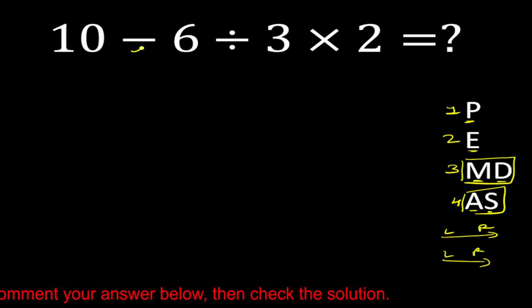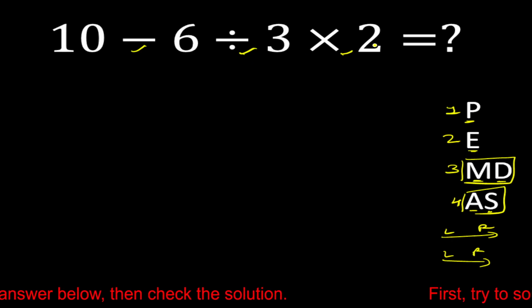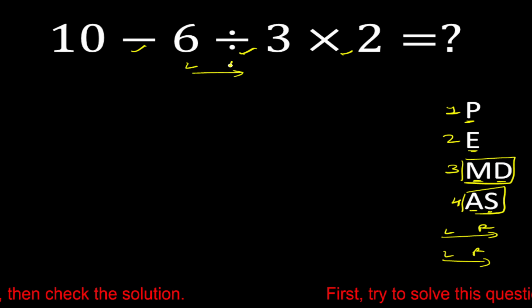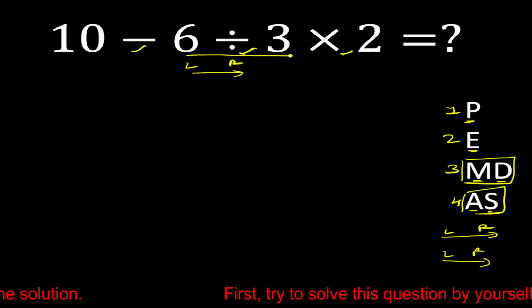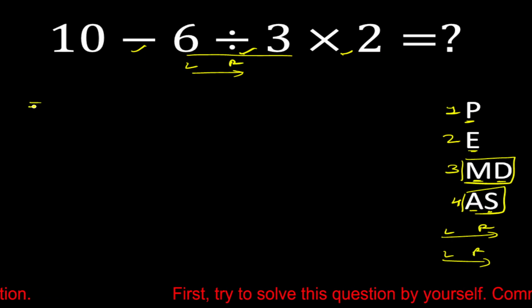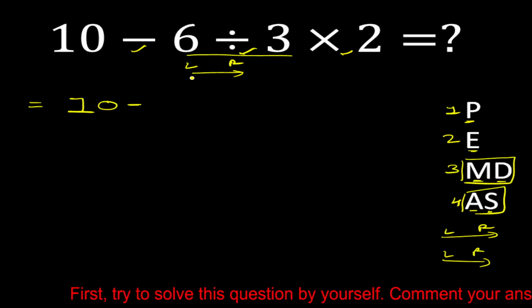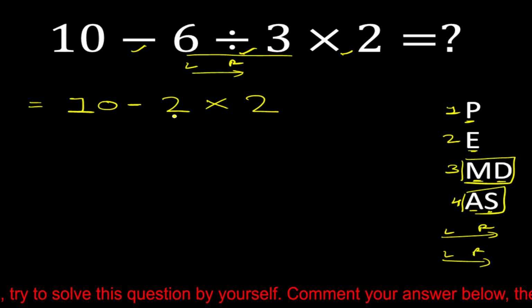In this question, there is one subtraction, one division, and one multiplication. So first we have to solve multiplication and division, and both have equal priority, so we have to solve it from left to right. Okay, so first we have to solve this division. Is equal to 10 minus, now 6 divided by 3 is equal to 2, multiply 2.